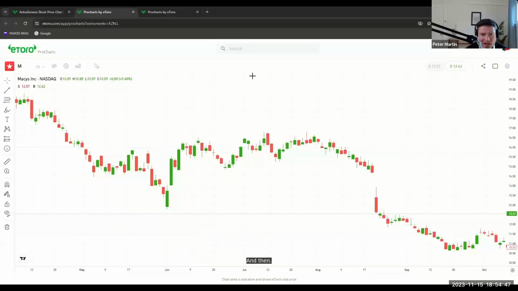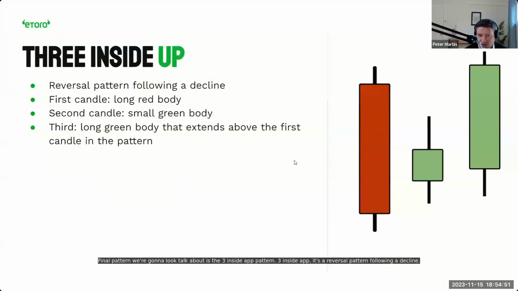And then our final pattern we're going to talk about is the three inside up pattern. Three inside up is a reversal pattern following a decline. The first candle is this long red body. The second candle is a small green body. And the third is a long green body that extends above the first green in the pattern.